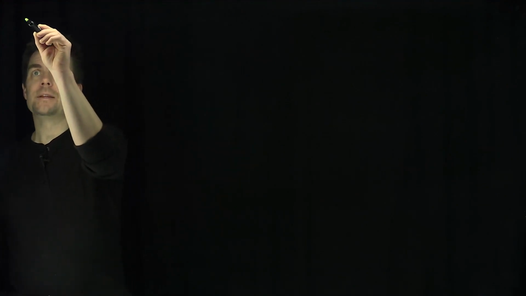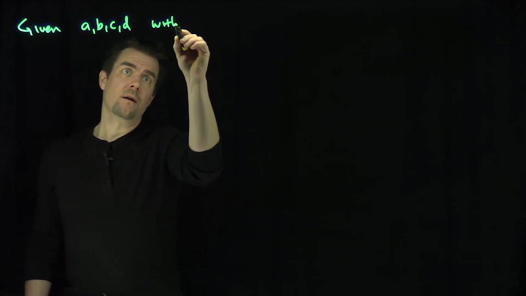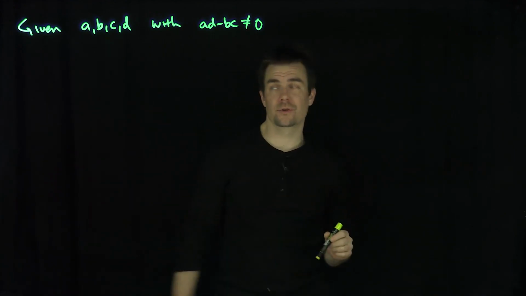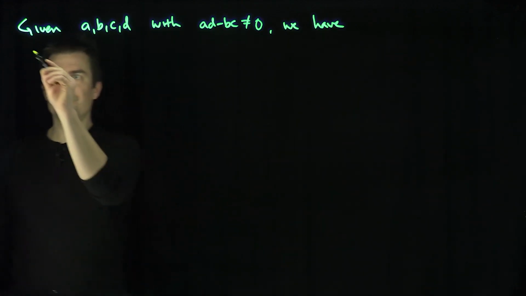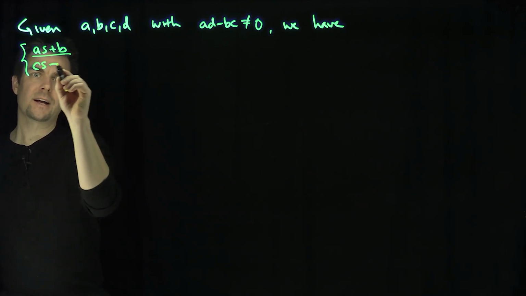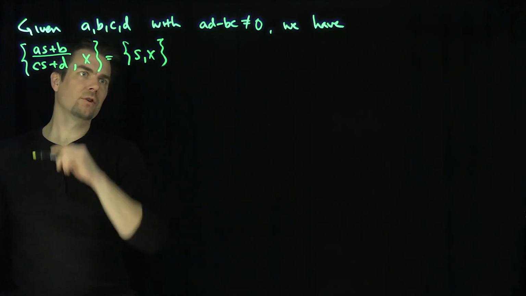Hello students, in this video we'll show there's a relationship between the Schwarzian derivative of a function and the Schwarzian derivative of a composition of a linear fractional transformation with that function. In particular, given constants a, b, c, and d with ad minus bc not equal to 0, which is a common assumption for linear fractional transformations, we have that the Schwarzian derivative of (as plus b) over (cs plus d) is the same as the Schwarzian derivative of the function s.